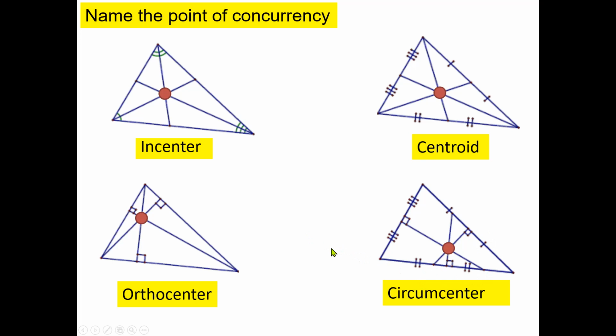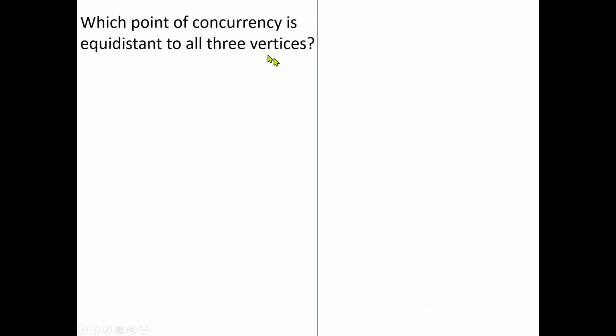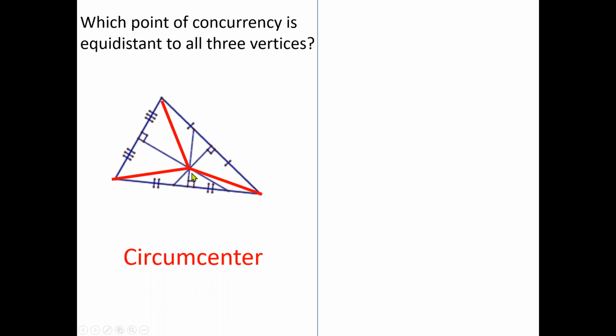Okay, so which one gets the big circle? Of course, the circumcenter goes all the way around. Which one gets a small circle? Yeah, the incenter. Inside, incenter. Circumcenter goes all the way around the outside. All right. So, which point of concurrency is equidistant to all three vertices? That would be the circumcenter. All these red lines are the same length.